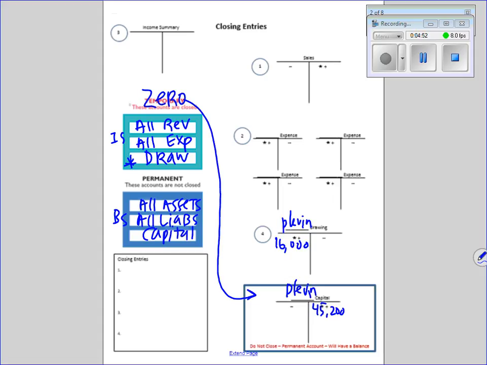Okay, this time we have service revenue and rent revenue. So instead of sales up here, let's label one of them service revenue. And then let's just make another T called rent revenue.